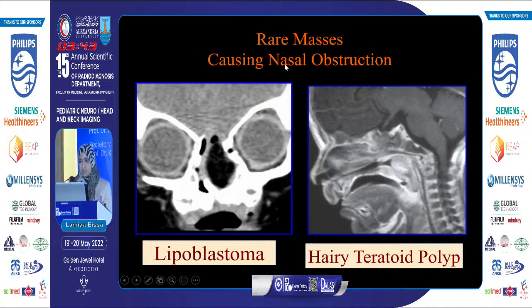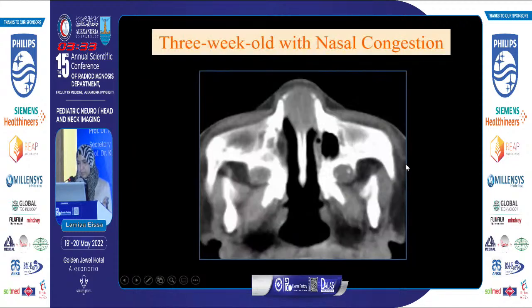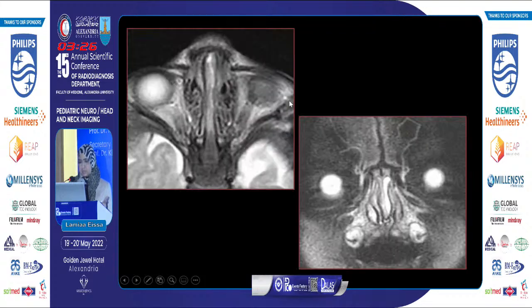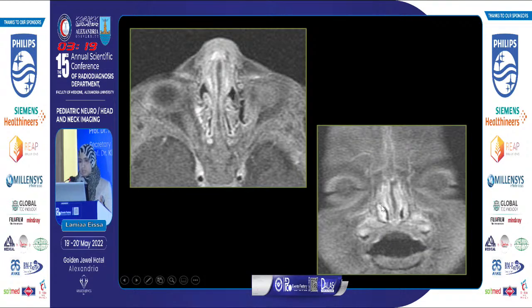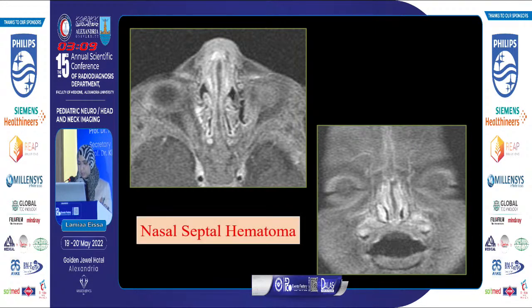The rare causes are actually the masses. Here's lipoblastoma with a typical fatty appearance, hairy teratoid polyp, which can be diagnosed only by biopsy. A 3-week-old with nasal congestion, here a non-characterizable septal mass. And by MRI, we can find only a signal of fluid surrounded by mucosa with no enhancement of the internal septal fluid, here, internal septal fluid. And this was proved as nasal septal hematoma.